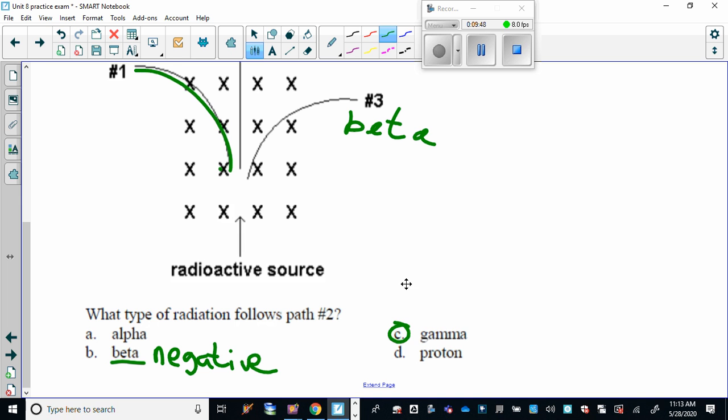In this specific one, it's not really drawn to scale enough. For example, if this really was a beta particle and this really was a proton, this would be more like this, and then this would be huge, and this would be really, really small. There's not enough information for you to be able to tell if this is an alpha or a proton. It could be both. Okay.